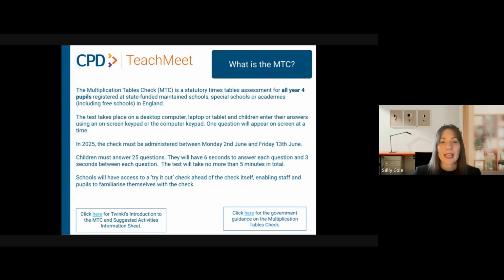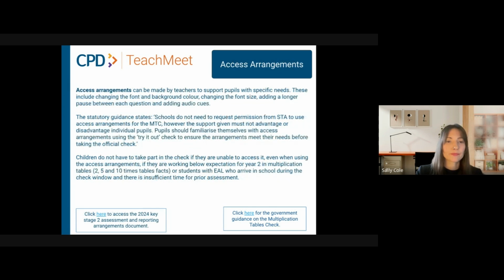And children need to answer 25 questions. They have 6 seconds to answer each question and 3 seconds between each question. The test ordinarily will take no longer than 5 minutes. I say ordinarily because there are some SEN features such as pausing that can make it last a little bit longer, but we'll come to that in a moment. And schools will have access to the try it out check ahead of time. The date for that is to be confirmed at the moment.